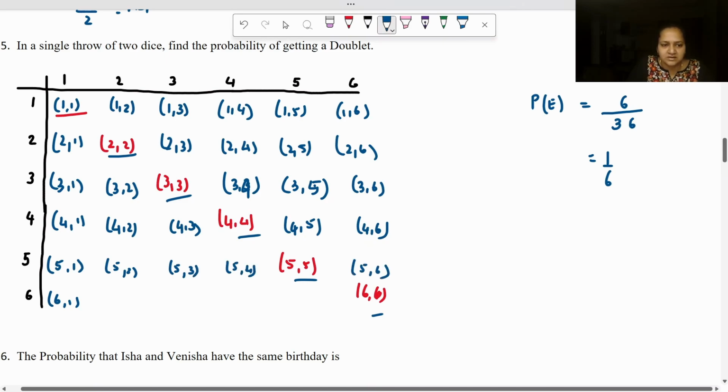5, 6, right? 6, 2, 6, 3, 6, 4, and 6, 5, right? This is the entire sample space, of which the doublets are 1, 1, 2, 2, 3, 3, 4, 4, 5, 5, 6, 6. These are called as doublets. What is the word over here? Doublet. So hence we get the probability as 1 by 6.